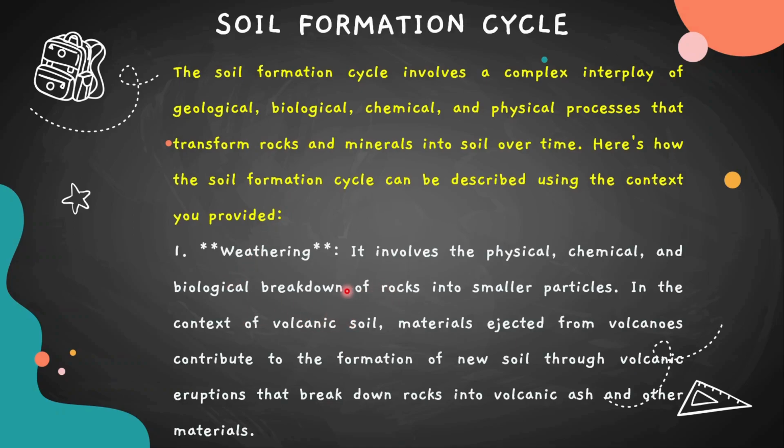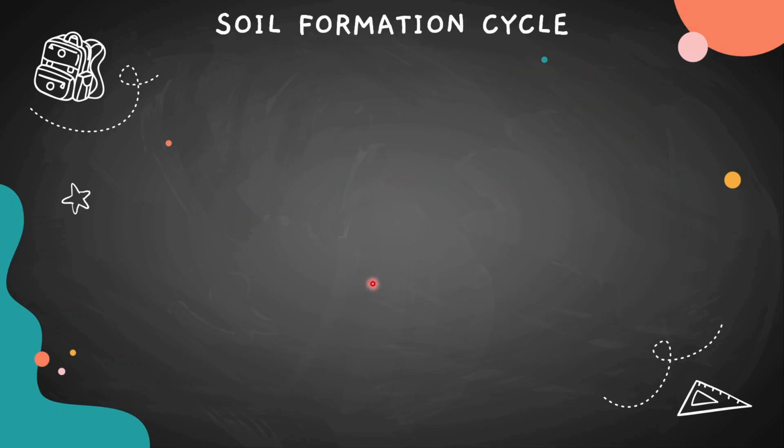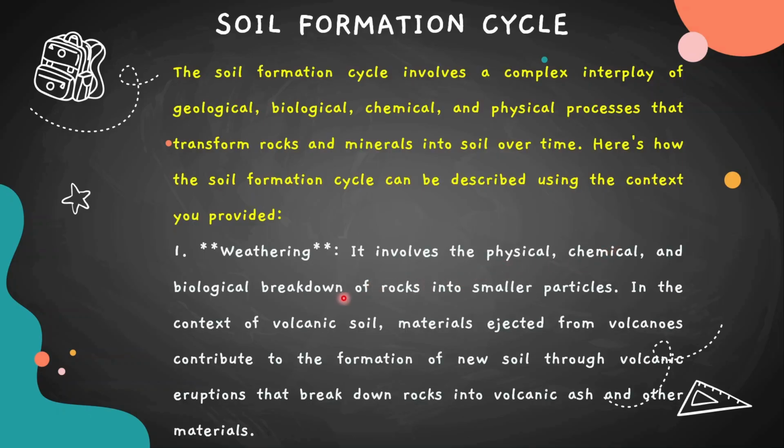First process is weathering. So what happens in weathering? It involves the physical, chemical and biological breakdown of rocks into smaller particles. So whether physically or chemically, meaning a reaction with oxygen or water or some other chemicals, the rocks may break down, or biological breakdown of rocks into smaller particles.